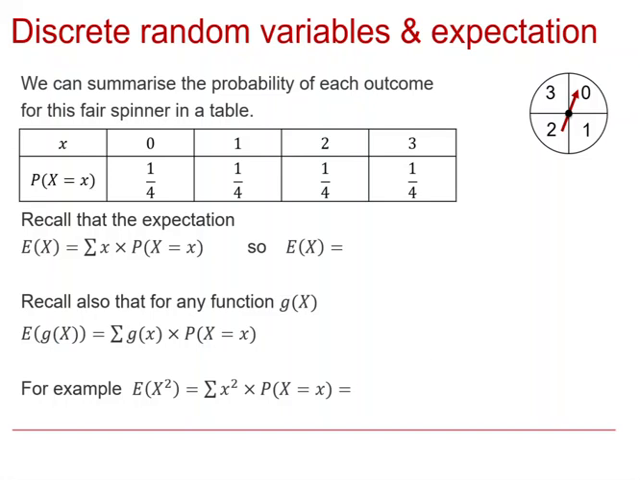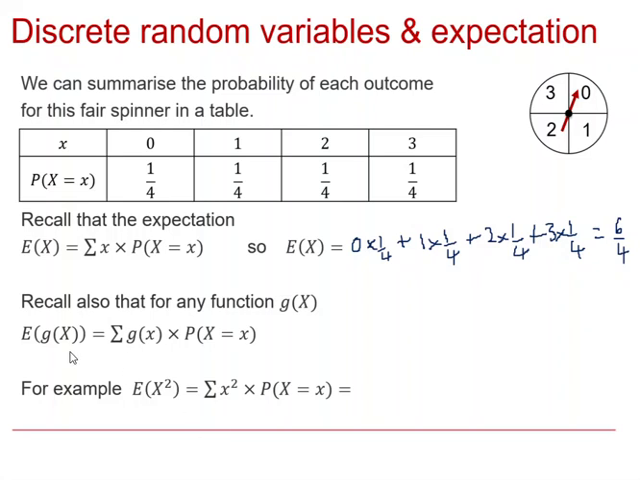So our expected value of x is simply x multiplied by the probability that we obtain that particular outcome. So very simply it equals this, and if we sum that it comes to 6 over 4 or 3 over 2. So the expected value for x, the outcome on this spinner, is 6 over 4 or 3 over 2.